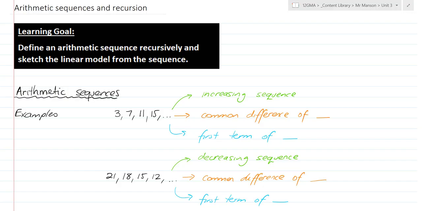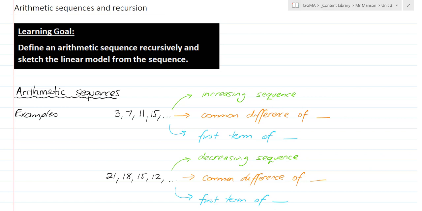Topic: arithmetic sequences and recursion. We talked briefly about both of those last lesson and introduced them a little bit. Your textbook is designed to step that up quite slowly, so you'll build those skills as you go, but you might find that some of the work is a little bit patronising as well.